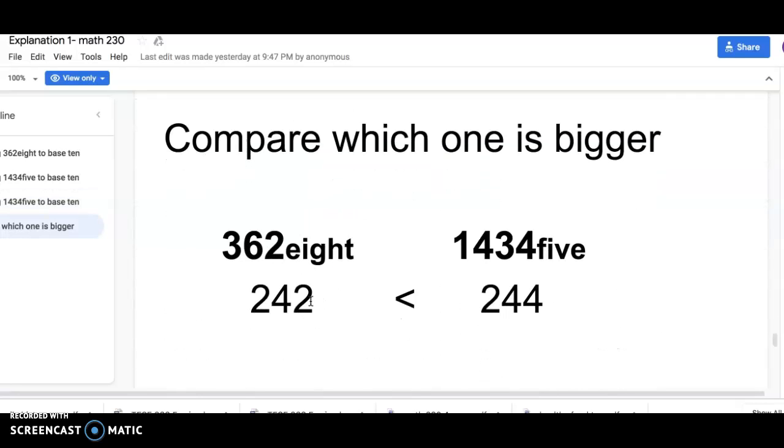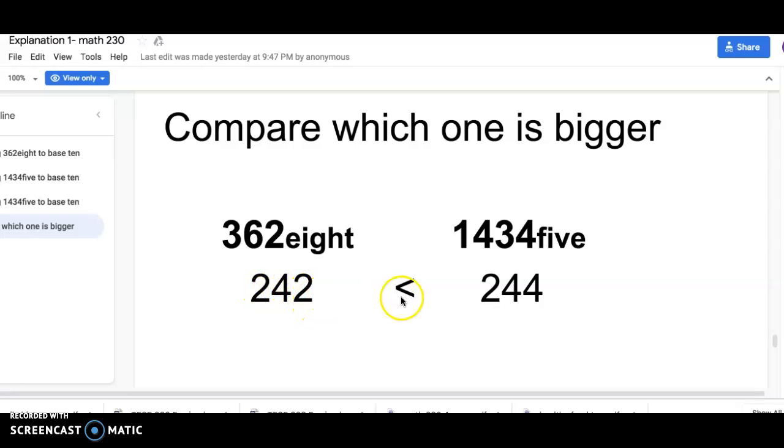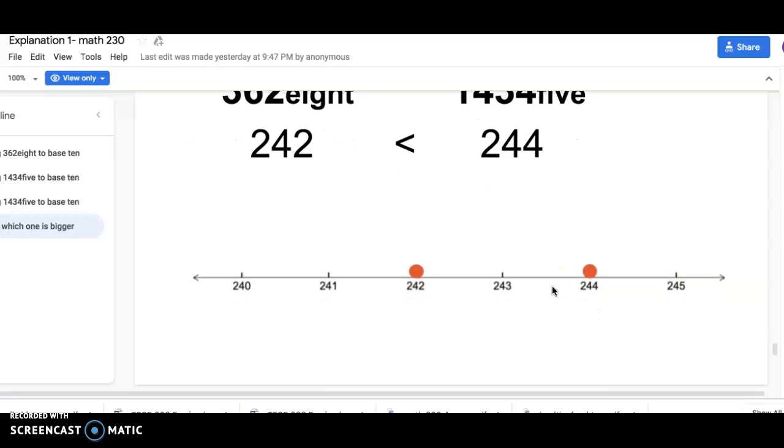Now, as we're comparing which one is bigger, 242 base 10 is less than 244 base 10, which means 362 base 8 is also less than 1434 base 5, because 362 base 8 is the same number as 242 base 10, and 1434 base 5 is the same number as 244 base 10. And here you can see it on a number line. 242 comes before 244, which means 242 is less than 244.